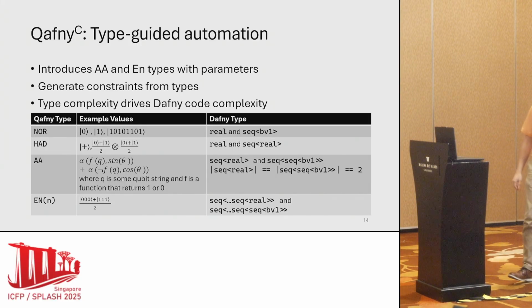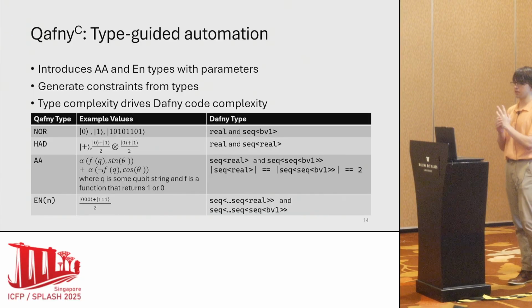So we have 4 quantum types: NOR, HAD, AA, or amplitude amplification, and EN with an N parameter. The NOR type represents any basic ket, ket 0, ket 1, ket 1, 0, 1, 1, 1. It's represented in Dafny with a real and a sequence of bit vector 1s. This is simpler compared to the other types. Hadamard type represents any singularly superpositioned qubit, so ket plus, or maybe 2 ket pluses. It is converted to the Dafny type of an amplitude real and a sequence of reals.